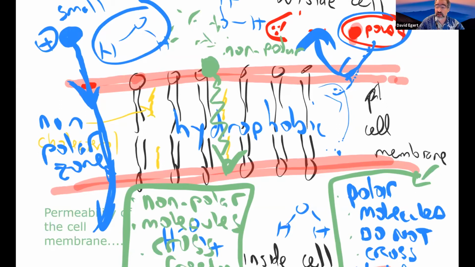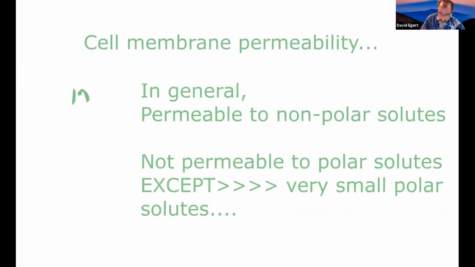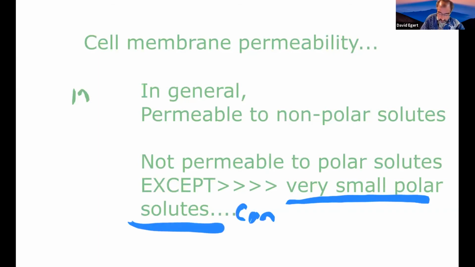We're going to see other really dinky polar molecules that can cross membranes, like urea. When we do our lab next week, it will be very important that urea is a penetrating molecule. Even though it's polar, it's small and polar, and therefore can zip across. So very small polar solutes can cross.